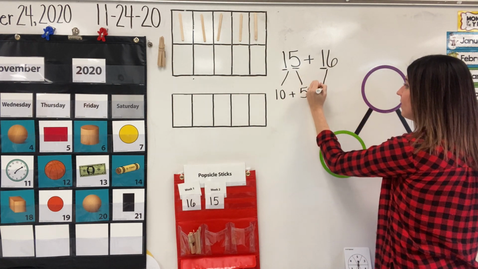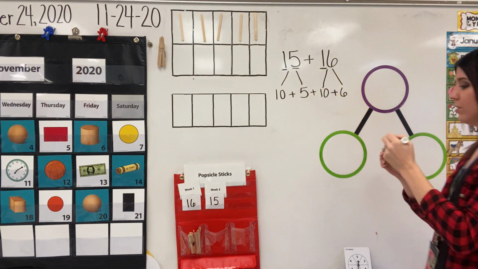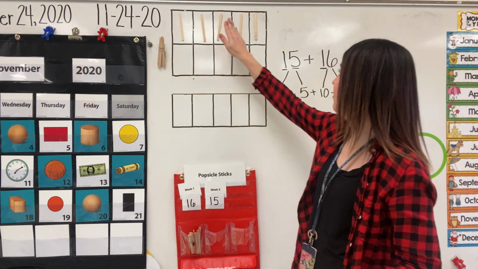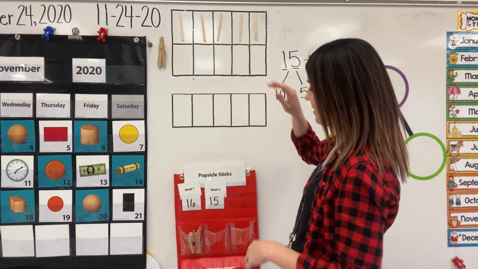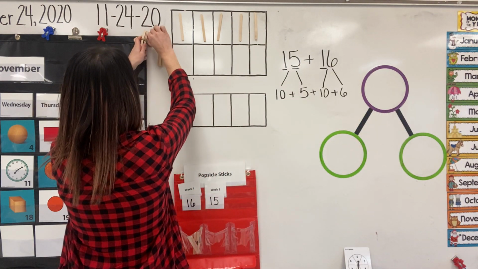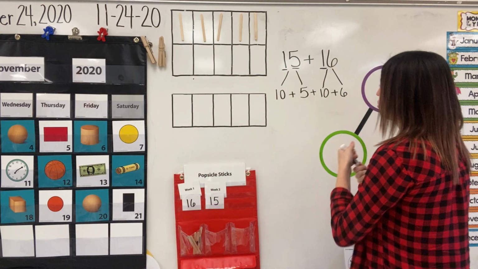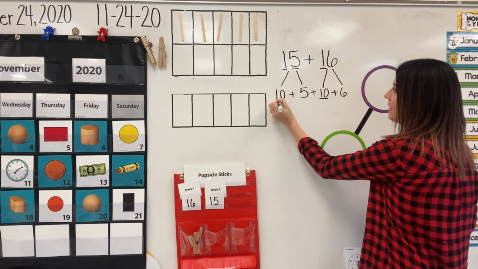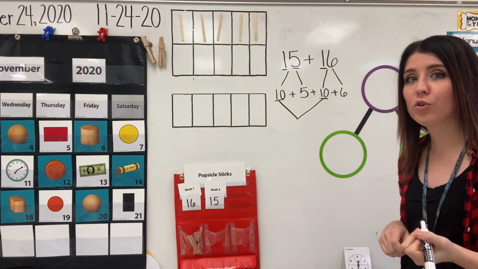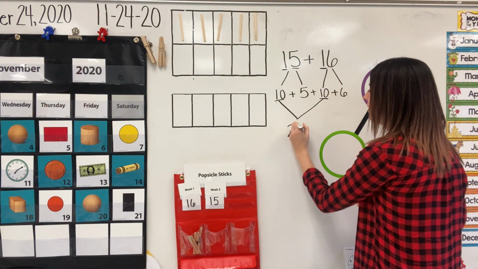10 and 6. So we just broke the numbers apart. Remember, 15 was a group of 10 and 5. 16 was a group of 10 and 6. So, look at this. I have 2 groups of 10. Let's go ahead and put those 2 groups of 10 together. This 10 and this 10. Let's bring them together. You guys remember what 2 groups of 10 is? 20. So we already have 20.